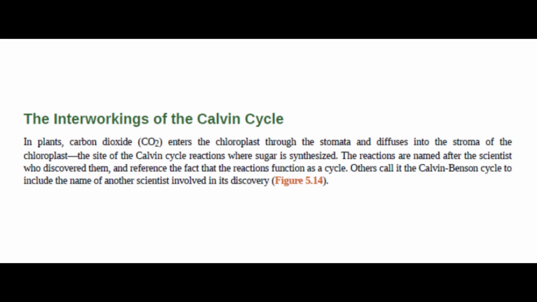The inner workings of the Calvin cycle. In plants, carbon dioxide, or CO2, enters the chloroplast through the stomata and diffuses into the stroma of the chloroplast, the site of the Calvin cycle reactions where sugar is synthesized. The reactions are named after the scientist who discovered them and reference the fact that the reactions function as a cycle. Others call it the Calvin-Benson cycle to include the name of another scientist involved in its discovery.